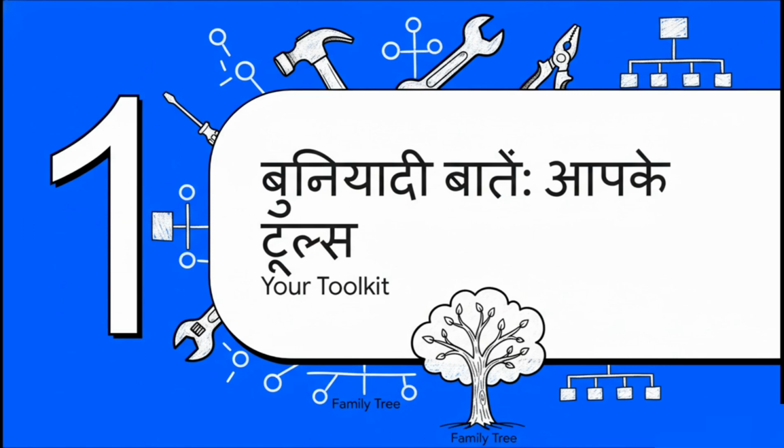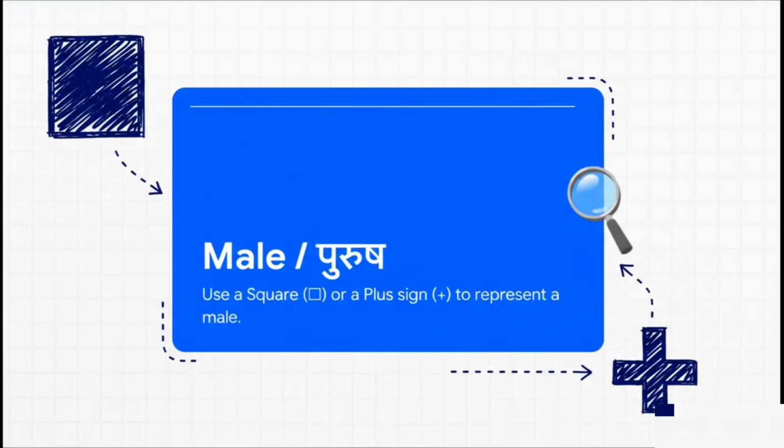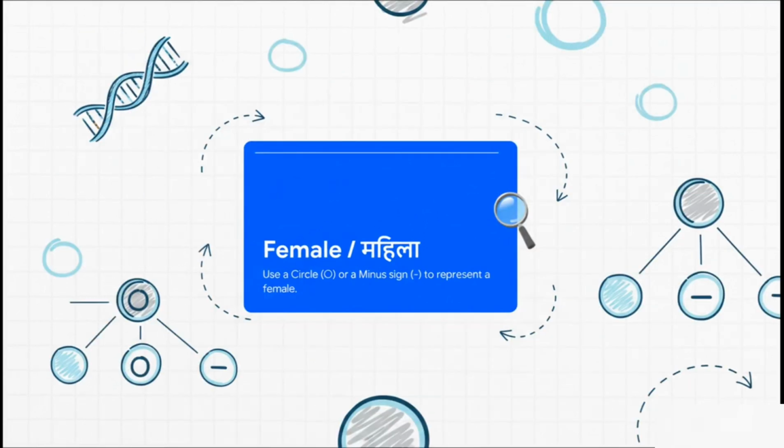See, every single one of these problems, no matter how complicated it looks, can be cracked just by drawing a simple family tree. So let's get you set up. Okay, tool number 1. Super simple. To represent any guy in the family, we're going to use a square or a plus sign. Your choice. Just pick one and stick with it. And you guessed it, for any female, we'll use a circle or a minus sign. The most important thing here, just be consistent.